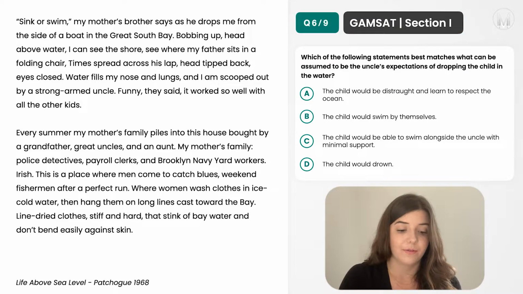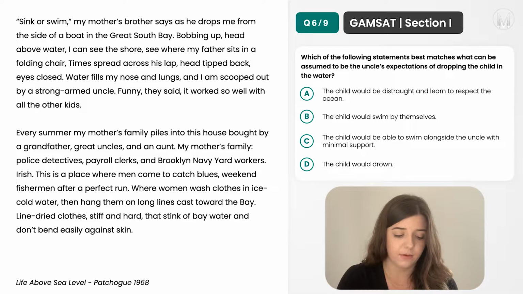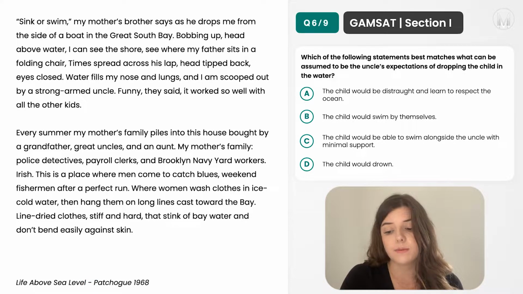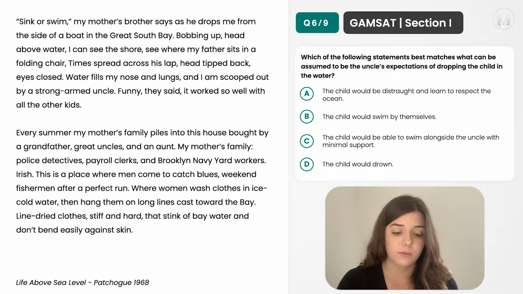So, before going on to question 6, I'll have a read of the piece itself, and I see it's from Life Above Sea Level. So if I read question 6, which of the following statements best matches what can be assumed to be the uncle's expectations of dropping the child in the water? So we see in paragraph 1, this is where the child is dropped in the water. So we're going to be focusing here to find our answer.